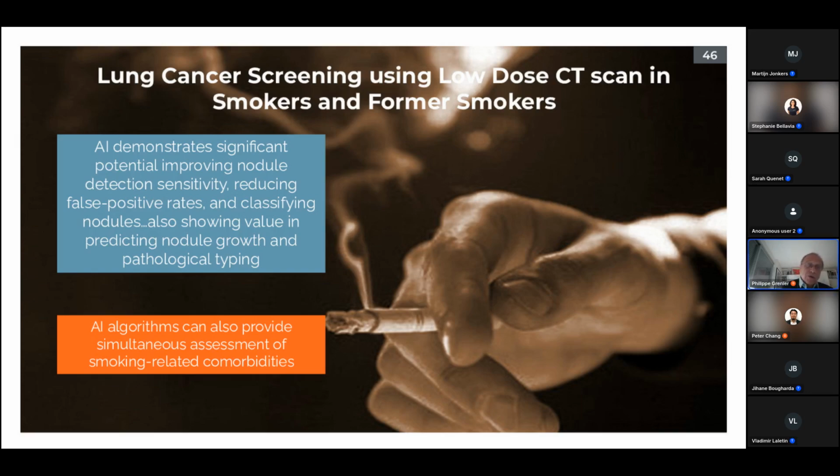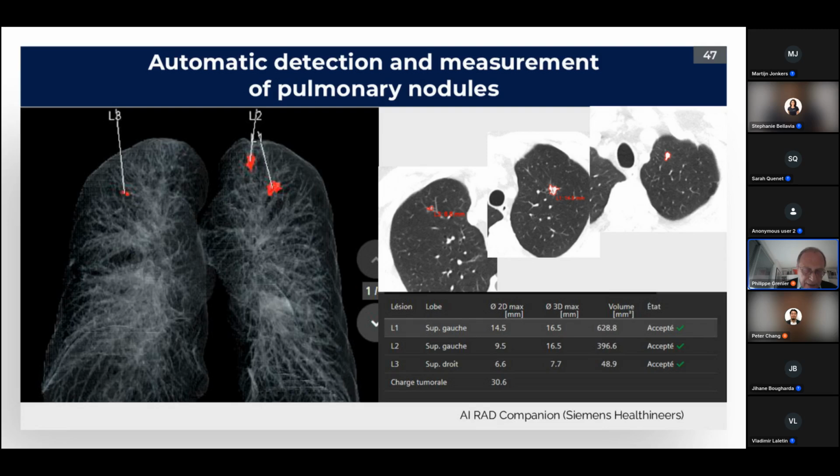But we also know, and we have known that recently, that AI algorithms can also provide simultaneous assessment of smoking-related comorbidities. We are currently using an AI solution made of several algorithms running in parallel to detect pulmonary nodules and also to quantify smoking-related comorbidities. This AI solution is named AI Rad Companion for the Chest, developed and commercialized by Siemens Healthineers.